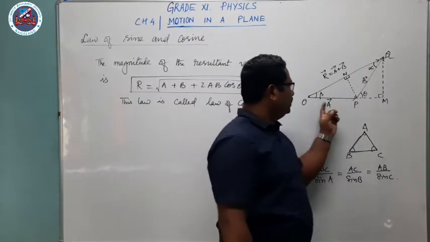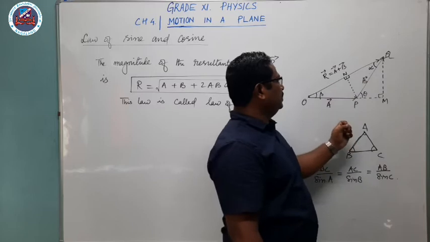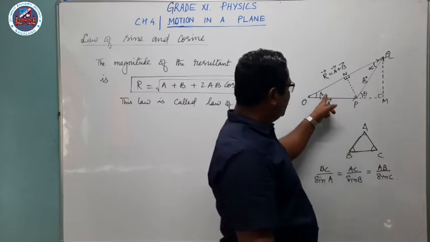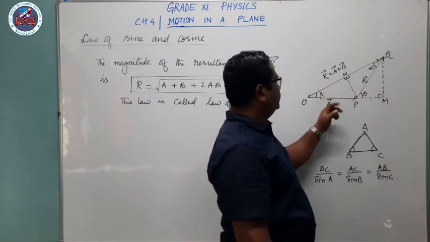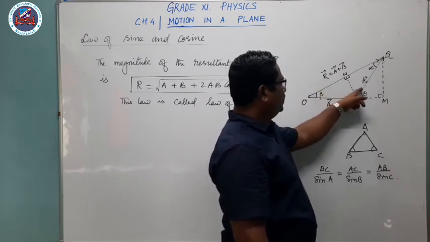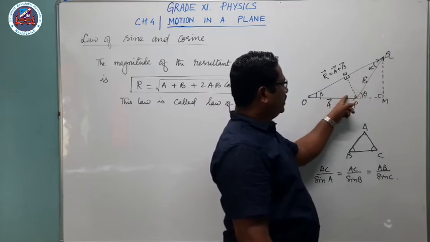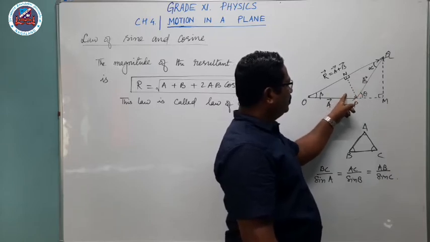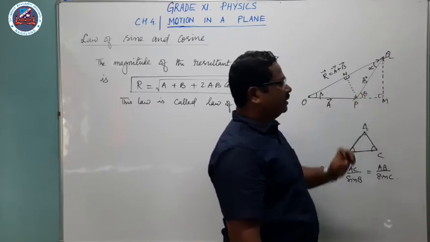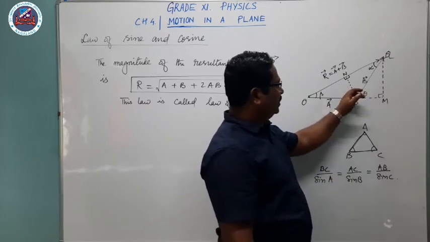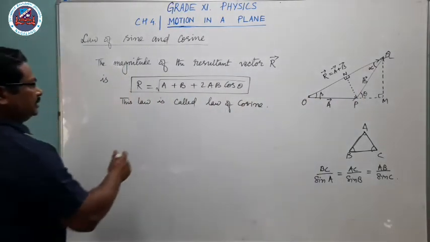Here you see this is vector A. A divided by sine alpha is equal to B divided by sine beta is equal to R divided by sine of this angle. This angle in the triangle will be theta. Overall it is 180, and 180 minus theta has the same sine as theta. This value also we take as theta. So let us do it and see.